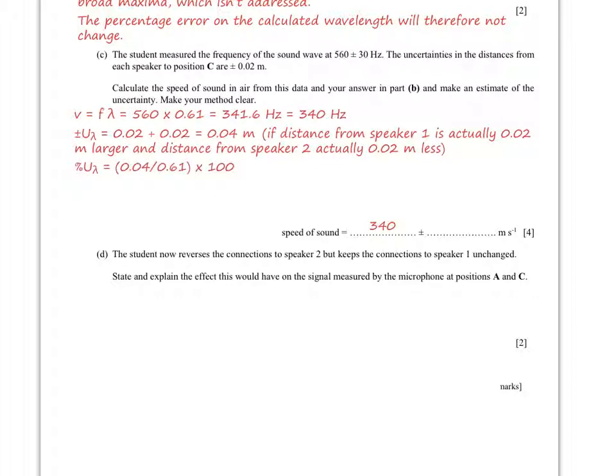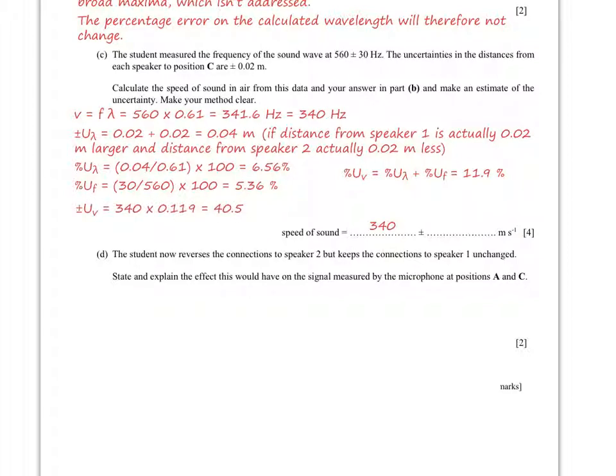So our percentage uncertainty in our wavelength is our 0.04 divided by 0.61 times 100, and that gives us 6.5%. Our percentage uncertainty in our frequency is 30 over 560 times 100, so that gives us about 5.4%. If we're going to add those uncertainties together to find the overall percentage uncertainty, we get about 11.9%. And then if we work it through, 11.9% of 340 is 40.5. So it's 340 plus or minus 40 metres per second.